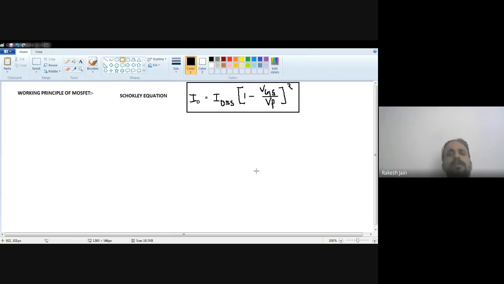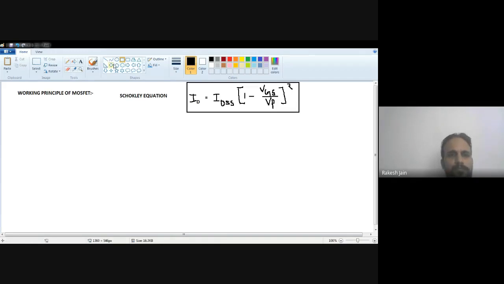It follows the equation known as the Shockley equation: ID is equal to IDSS (1 minus VGS upon VP) square, where VGS is the applied input voltage between gate and source terminal. ID is the output current, that is drain current. So this drain current changes in accordance with the applied gate to source voltage. That is the basic definition of FET. Now this VP is the pinch off voltage. What does it mean?